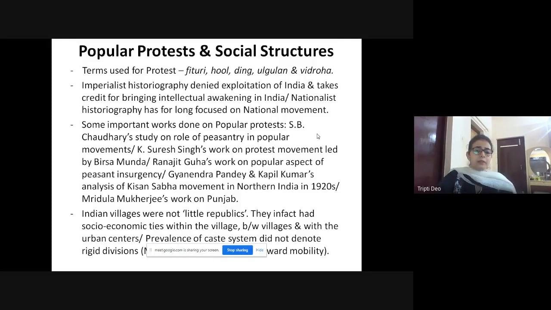Again, because we know that there were popular protests by now, as I've already mentioned, Indian villagers were no more treated as little republics, each happy in its own world, doing its own things. I think Charles Metcalfe has said this many a time in his writings, that Indian villages are Indian republics. They in fact were not separated, isolated little republics. They had socioeconomic ties within the village, between villages, and with the urban centers. Prevalence of the caste system did not denote a rigid division. There was always upward social mobility.